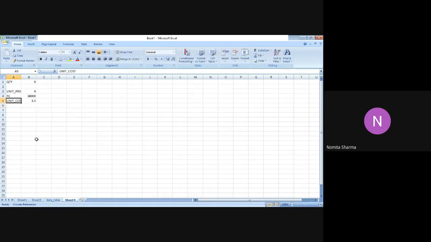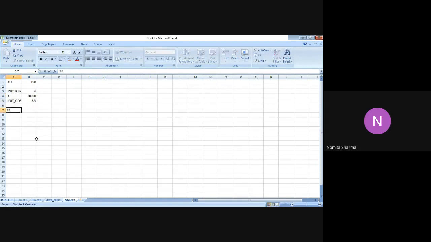Right? So this is the data which I have. I have the quantity, which as of now is 0. I can put the number also. I have the unit price as well. Let me put the number if you want. Let me put it 5. Oh, 5 is very less. Let me put it 100. So we have the unit price, we have the fixed cost, and we have the unit cost over here now.